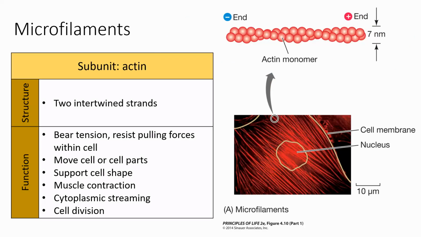So some details about each of these types of filaments. Microfilaments are made of something called actin. Their specific function is they are going to resist pulling within a cell, and they can help move cell parts around. They're involved in the contraction of muscles. They're also involved in cytoplasmic streaming.